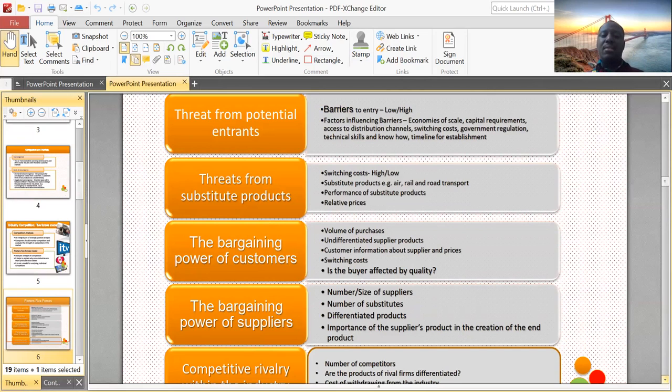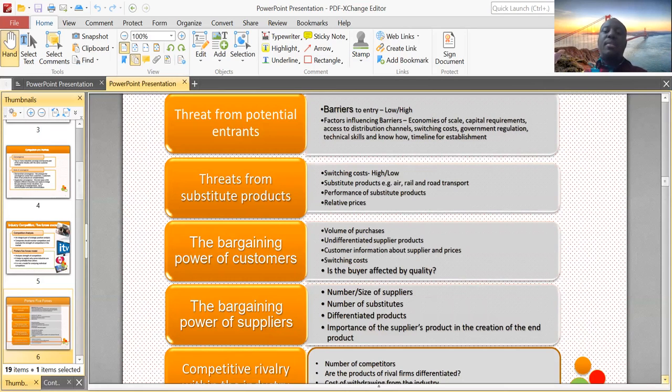And what influences these barriers and makes them high or low? Things like capital requirements, for instance, influence the barrier to entry. So if the capital requirements are high, then it becomes difficult for new companies to enter. Things like economies of scale influence barriers to entry. Things like government regulation as well. If there are some strict government regulations, then it becomes difficult to enter that particular industry. Another thing is technical skills. If there's a certain skill set and know-how that is required for you to be able to operate successfully in the industry, then that in itself is a barrier to entry.